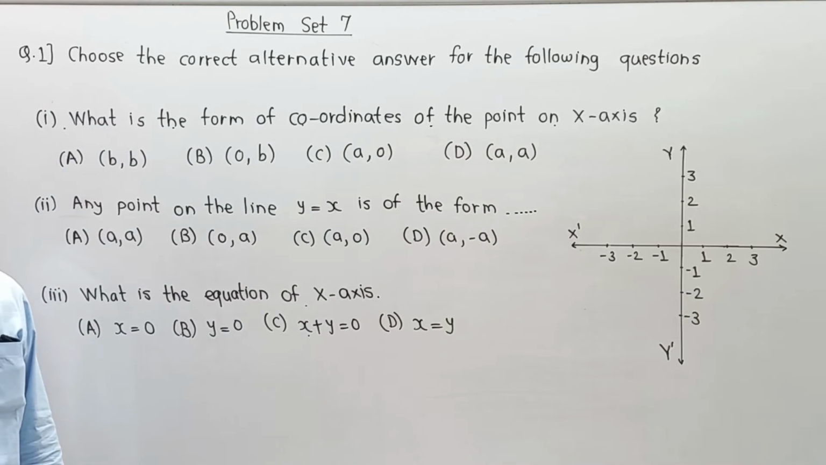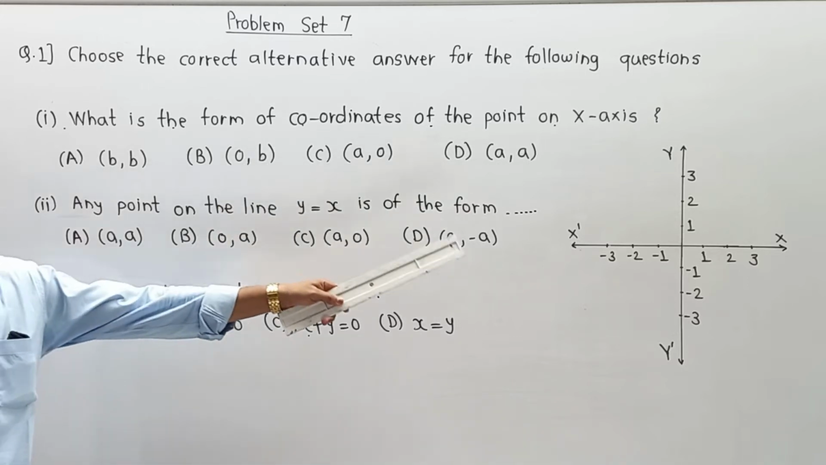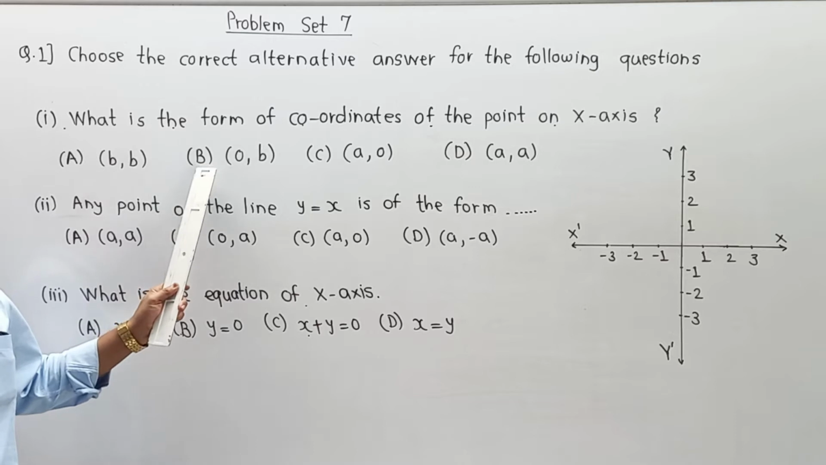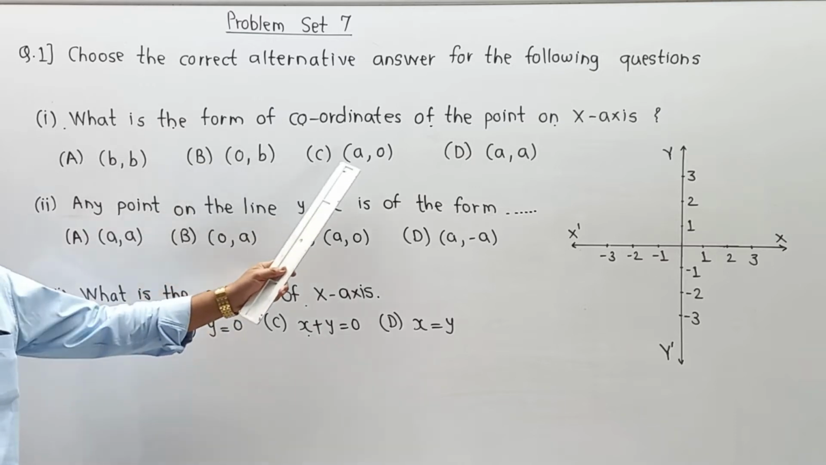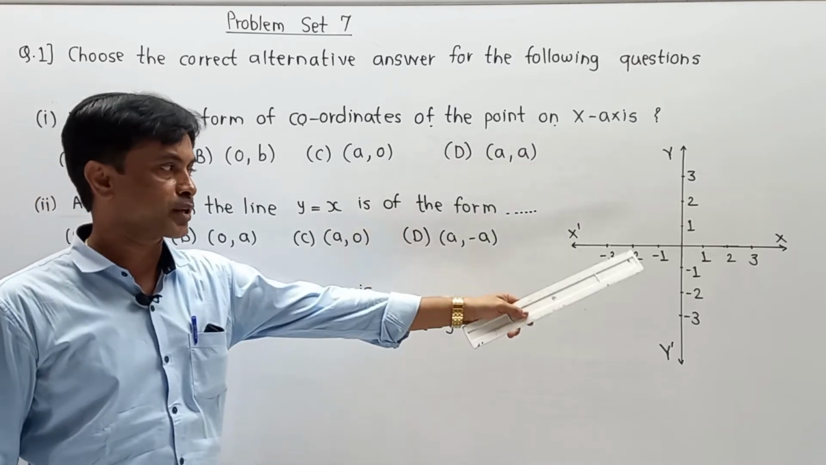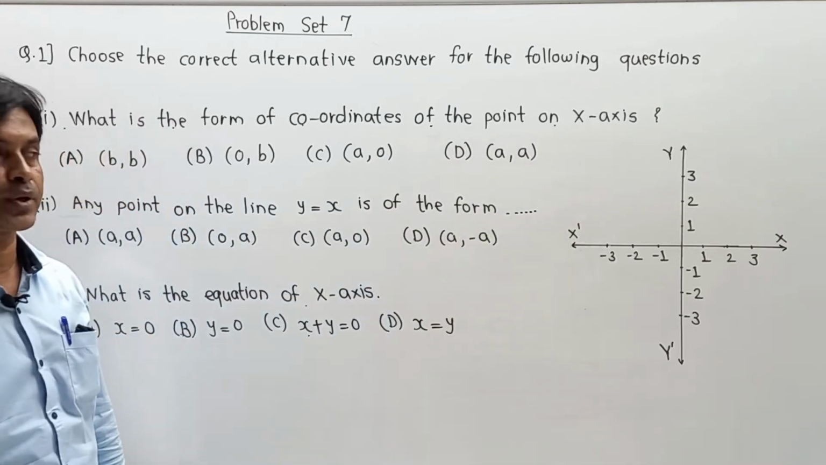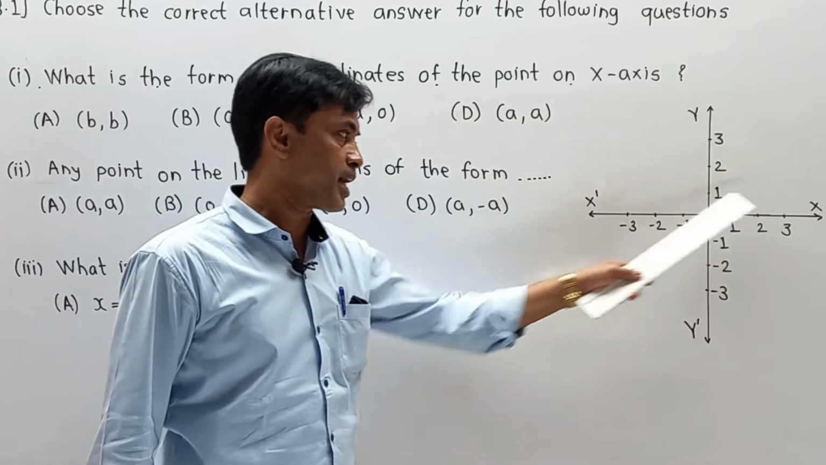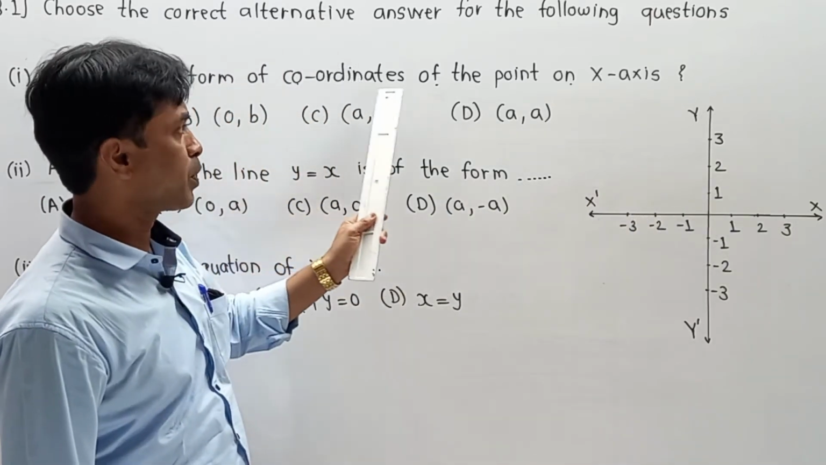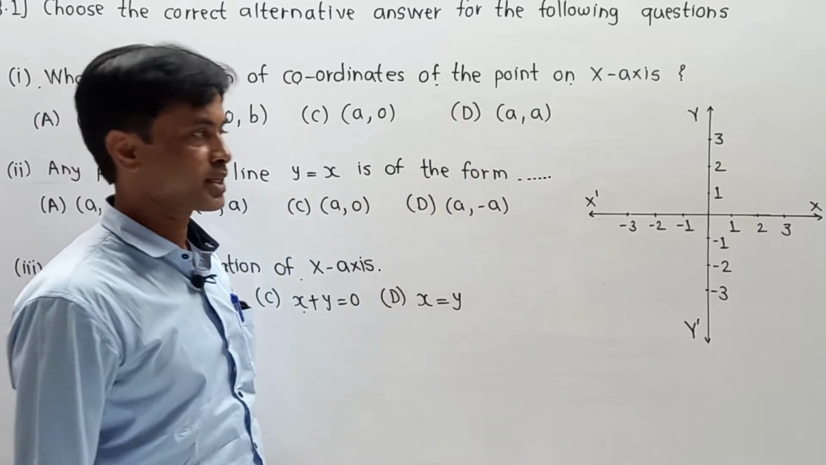We have already seen the basic structure in the first 2 lectures, so this is a revision of that. They have also given some choices: A is (a, b), second is (0, b), third is (a, 0) and D is (a, a). Now we are trying to understand this from a diagram point of view. If I say this is x dash, x-axis, then their question is, what is the form of coordinate of a point on the x-axis?